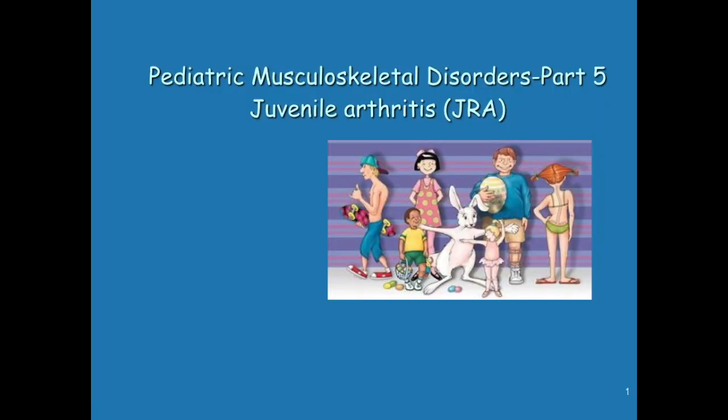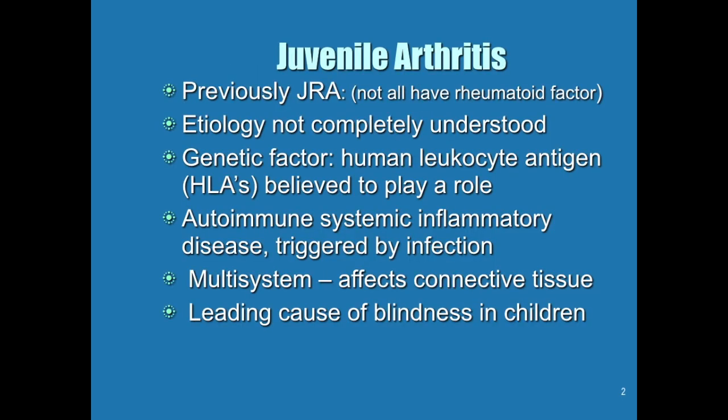Continue with pediatric musculoskeletal disorders. This is part 5, and it will address juvenile arthritis. We used to call it JRA, juvenile rheumatoid arthritis, but not all of them have a positive rheumatoid factor, so now we're just calling it juvenile arthritis, but you'll see it called both ways.